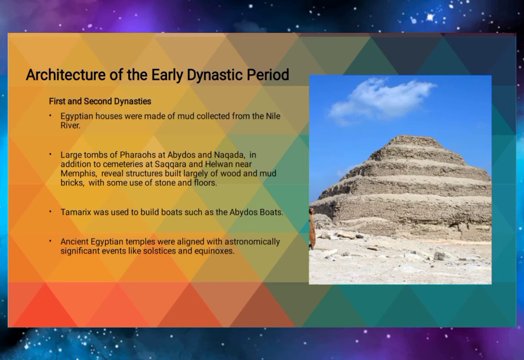Then, ancient Egyptian temples were aligned with astronomically significant events like solstices and equinoxes. So as you can see sa image, that is the step pyramid at Saqqara, the large tombs of pharaohs at Abydos and Akkada, in addition to cemeteries at Saqqara and Helwan. The structures built largely of wood and mud bricks with some small use of stone for walls and floors.